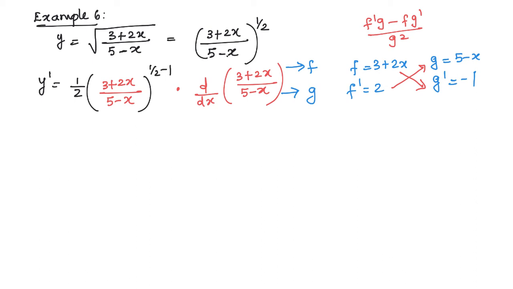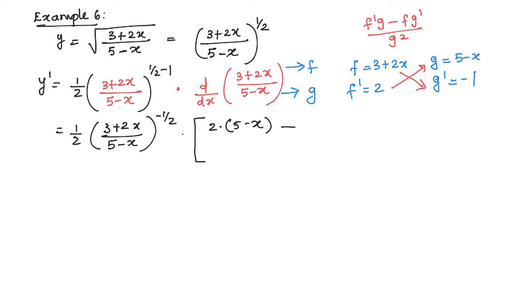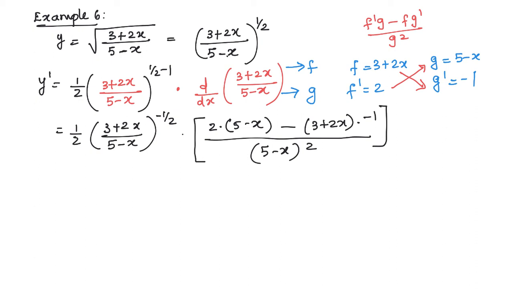So this one we can simplify and write 3 plus 2x, 5 minus x, negative half, and the quotient rule: f prime g minus f g prime, whole divided by g square. g is 5 minus x square. In order to make the exponent positive, switch or flip the terms. So the exponent will be positive.